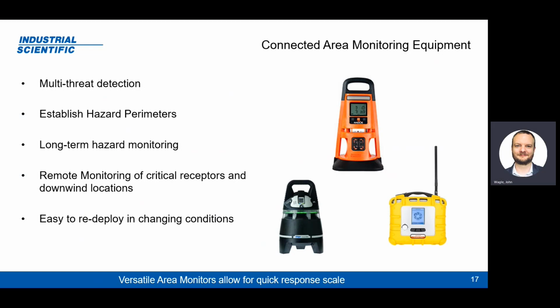This also allows us to cover multi-threat detection. Typically, these are 4-gas or 6-gas systems. We can establish hazard perimeters. We can do long-term hazard monitoring, and we can remotely monitor critical receptors and downwind locations. This is really important because, as I mentioned, you have changing conditions during an event, and all of these are very easy to rapidly redeploy. Grab it by the handle, move it where you need it, and walk away. Because it's a connected safety device, these are all pumping data back into our central command, and we understand areas that are being exposed to hazardous gas.